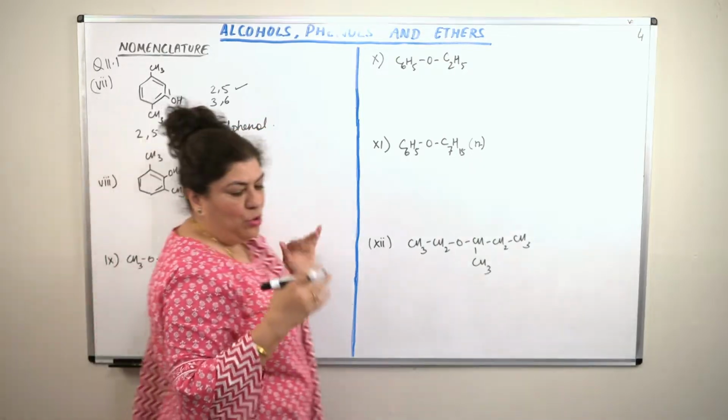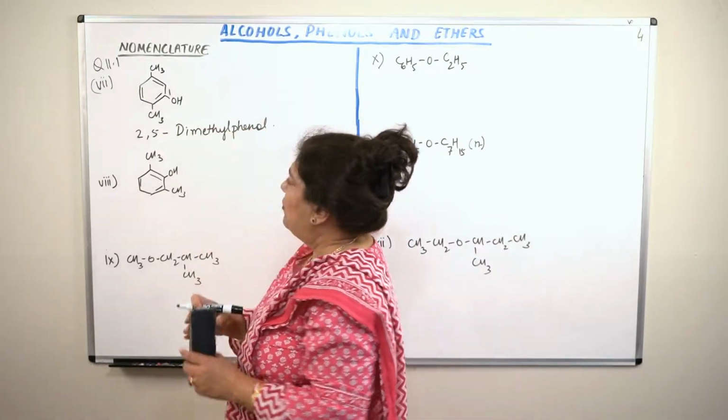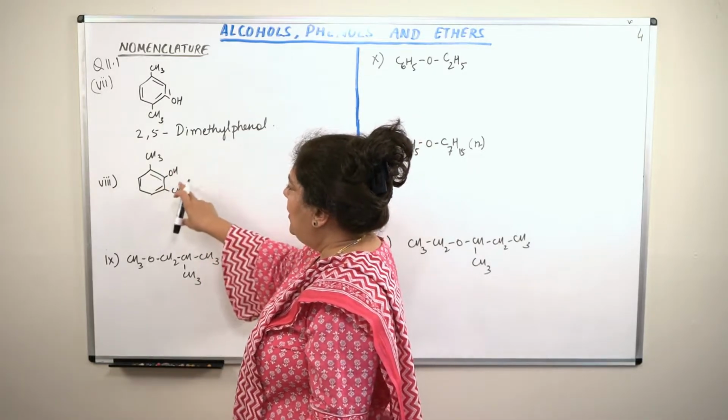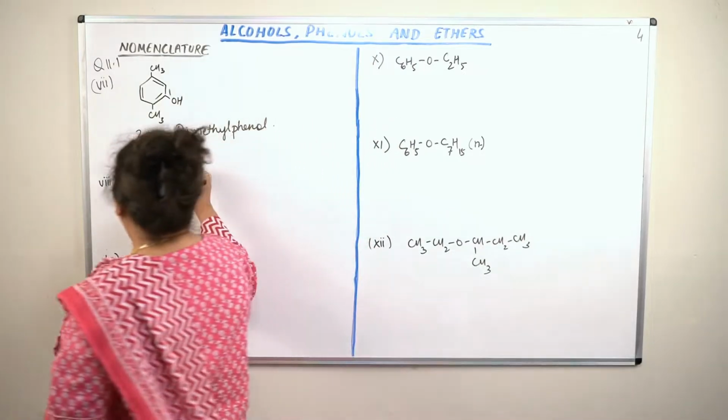Phenol is understood that the OH is on the first carbon, right? So that is the name of this compound. Come to the next question, part 8. CH3OH CH3. Again, it's a phenol. And this is carbon 1.